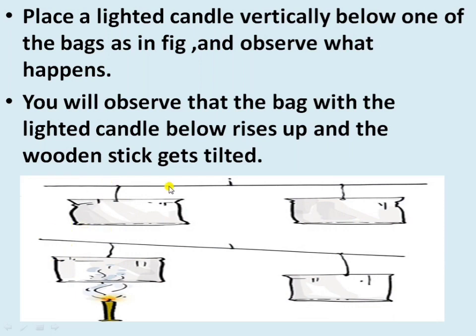As you can see here, this is the state when both paper bags are in a straight line, and this is the second state where the paper bag with the lighted candle rises up. When we place a lighted candle vertically below one of the bags, what happens? You observe that the bag with the lighted candle below rises up and the wooden stick gets tilted. So you have to write down the observation: why the stick gets tilted and the bag with the lighted candle below rises up.